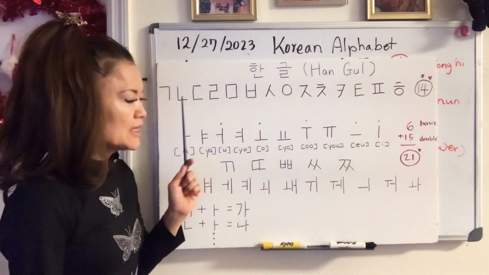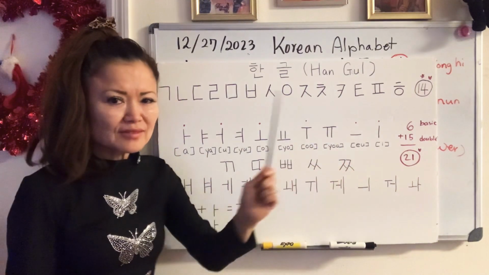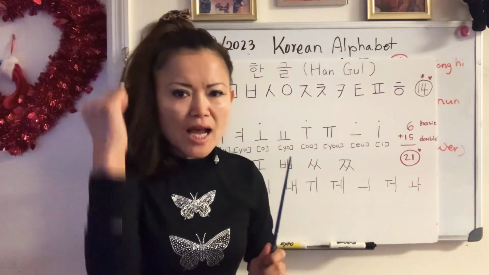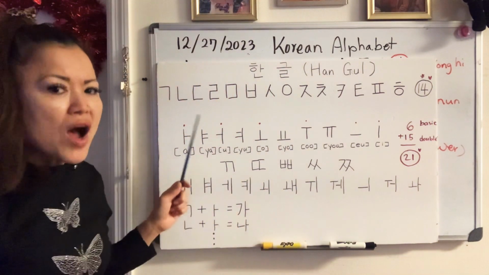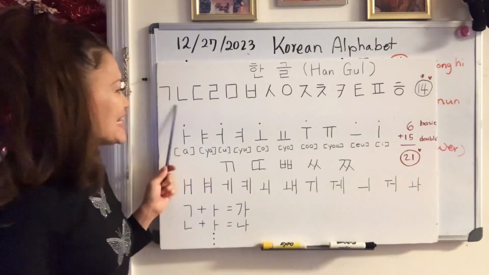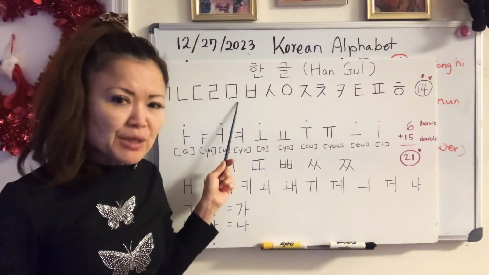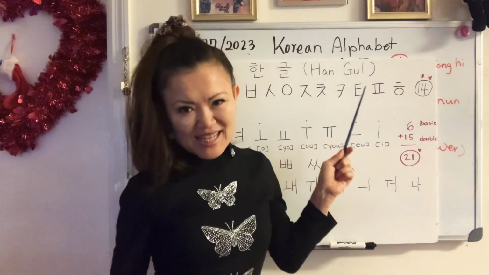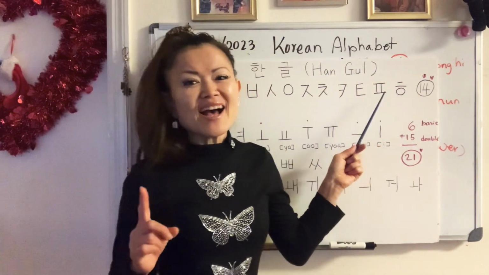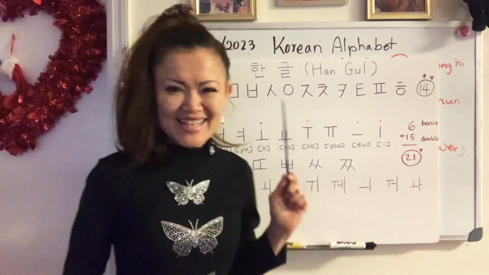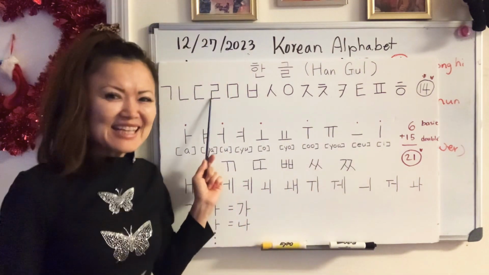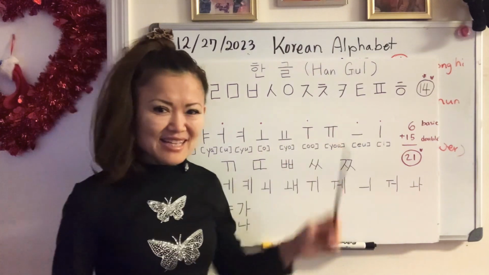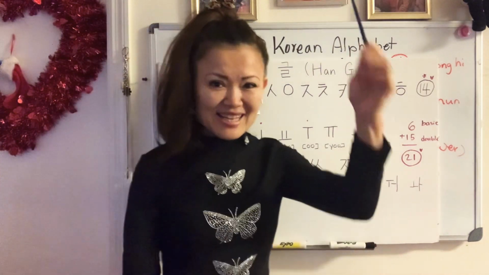Okay, let's sing. Gini, diri, miri, shi, iji, chi, ki, ti, pi, hi. Are you guys ready? Come on, guys. Cheer up. Aja. Okay, let's do it. 1, 2, 3, go. Gini, diri, miri, shi, iji, chi, ki, ti, pi, hi. One more time.